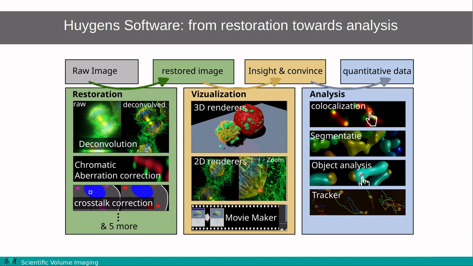As you may know, with the Huygens software we offer a complete image analysis workflow, from true deconvolution and restoration of pitfalls towards 2D, 3D visualization, object analysis, co-localization analysis, and object tracking. And for the analysis and visualization of your data, it is important to have high quality images.